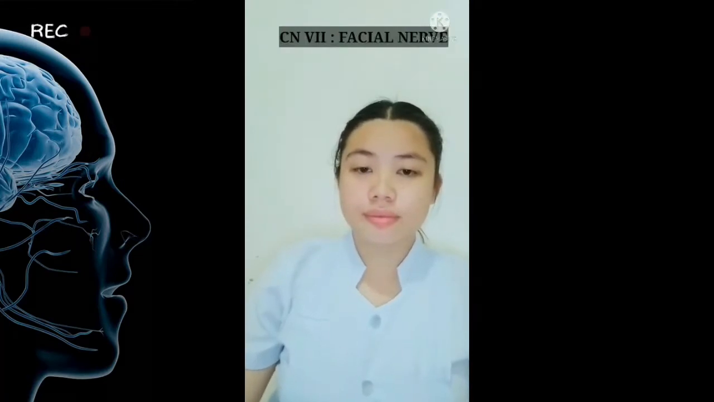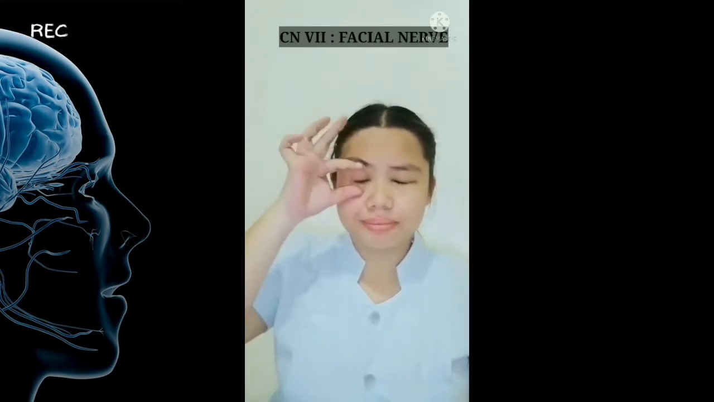Cranial nerve 7, or facial nerve: ask the client to smile, frown, wrinkle the forehead, show teeth, puff out cheeks, raise eyebrows, and close eyes tightly against resistance.